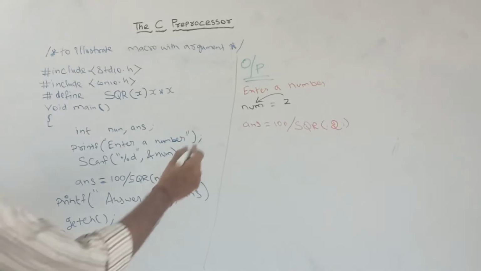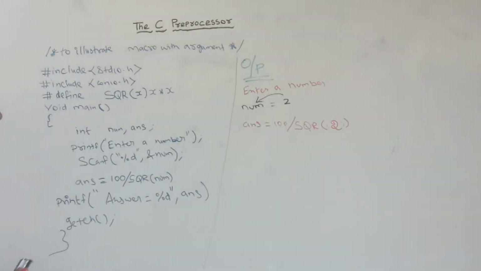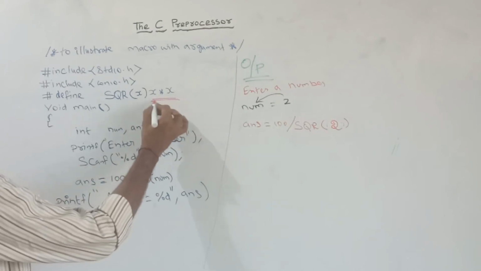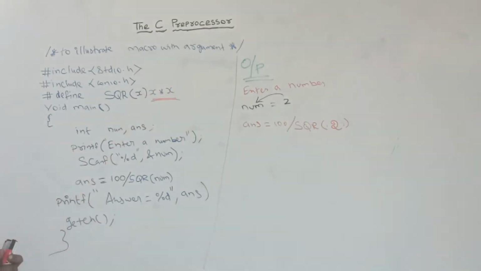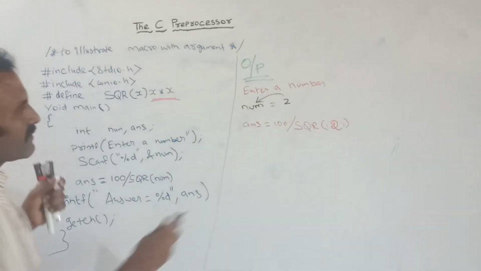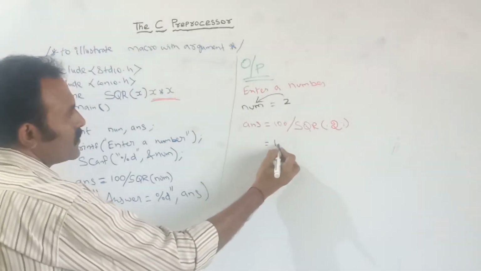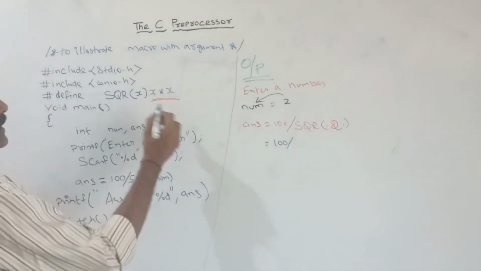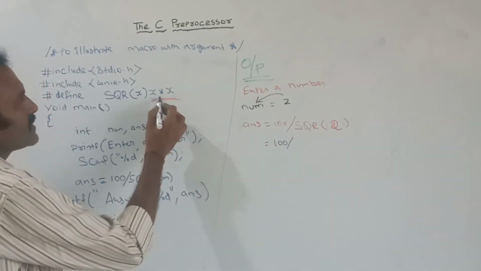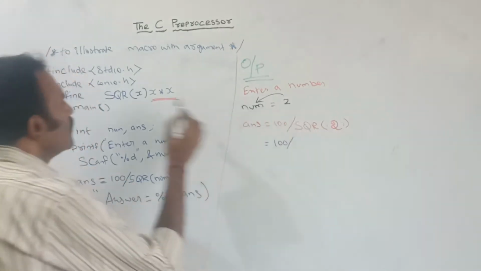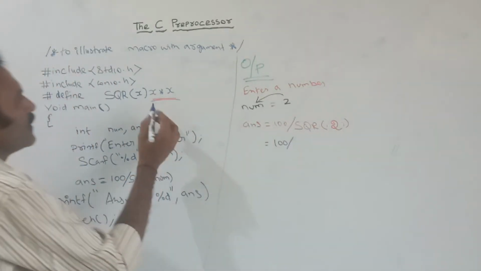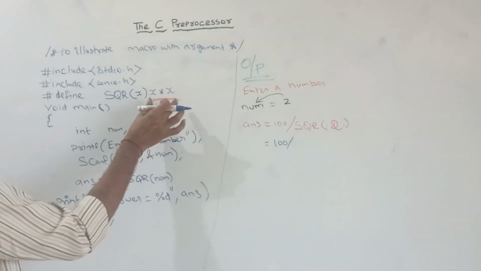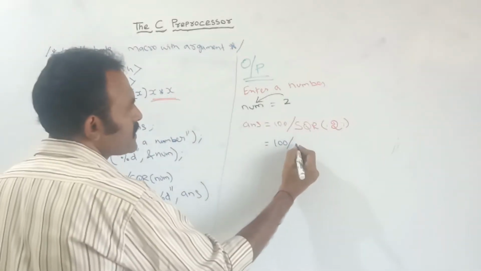See, while processing it will take it like this. This is the definition, here x into x. So it will take it like this: answer is equal to 100 divided by this part, x into x. What is the parameter I am passing? 2. This 2 will be multiplied 2 times. See, only this definition part works here, that is x into x.